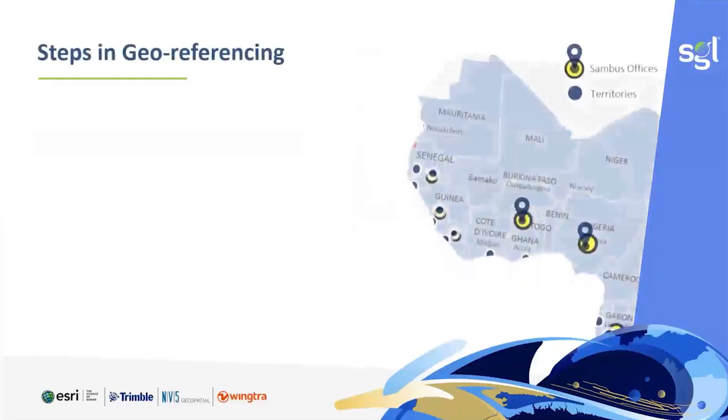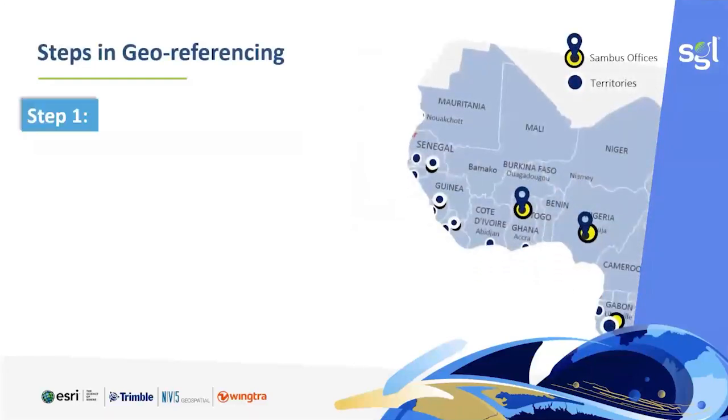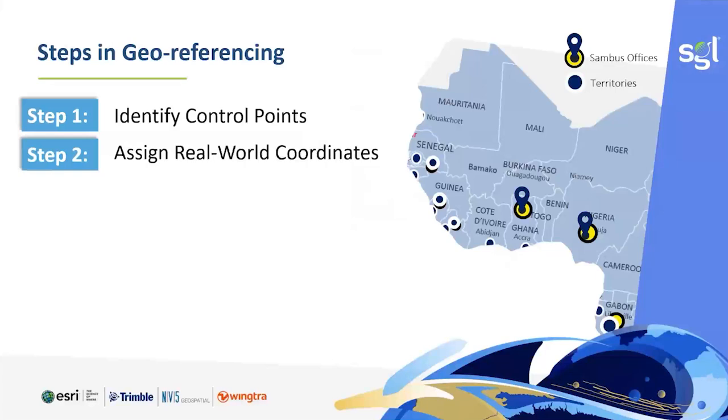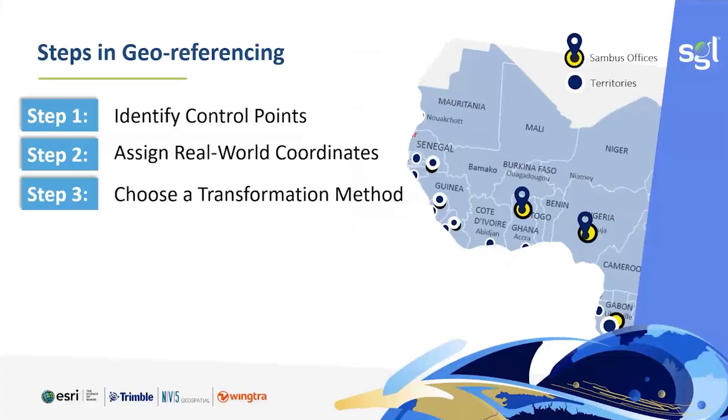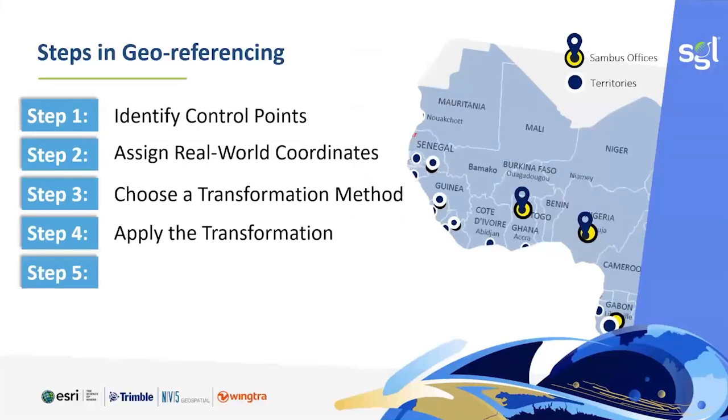Then steps in georeferencing. Step one is identifying control points. Step two is assigning real-world coordinates to those points. Step three is to choose a transformation method. Step four is to apply the transformation. Step five is to validate the results.